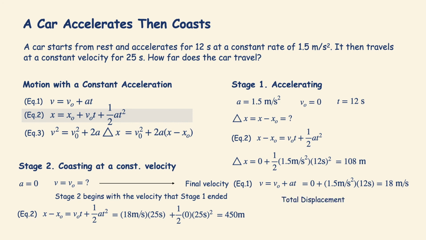What is left here is just to add the two displacements. The total displacement will be equal to the displacement during stage 1 of 108 meters plus 450 meters, the displacement during stage 2. So the total displacement is going to be 558 meters.